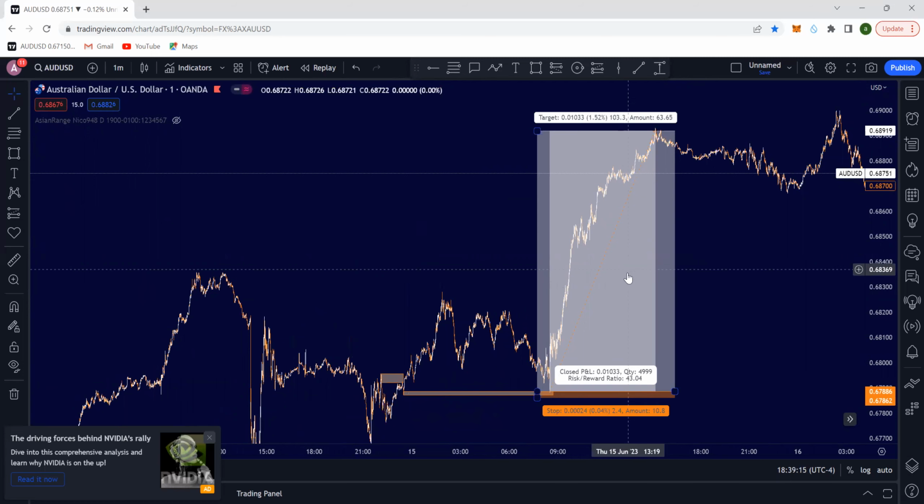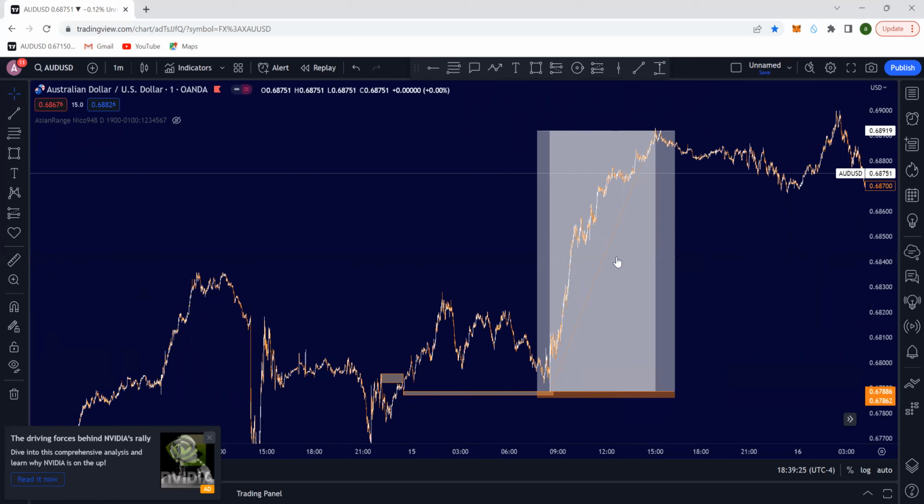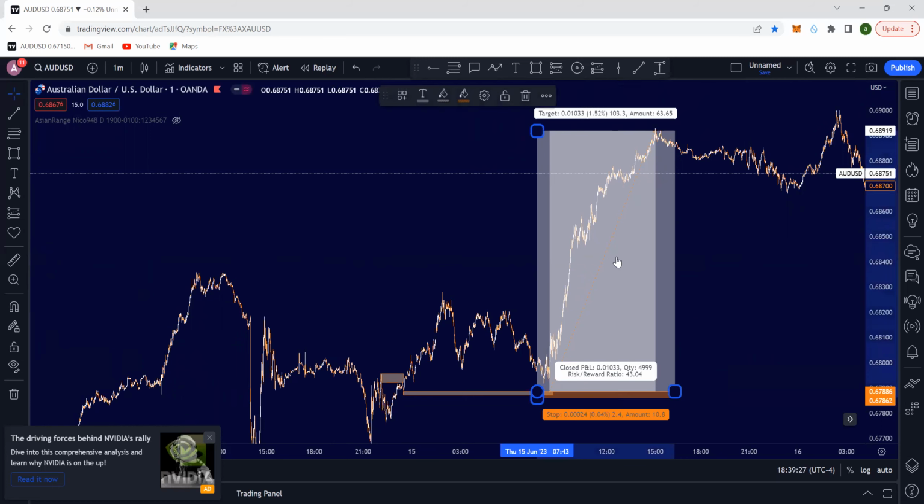And this trade went up to what? 43-hour, guys. This trade went up to 43-hour, right? So flip zone works. And you can see the SL pips is what? 2.4 pips. So this is it about flip zone, guys.